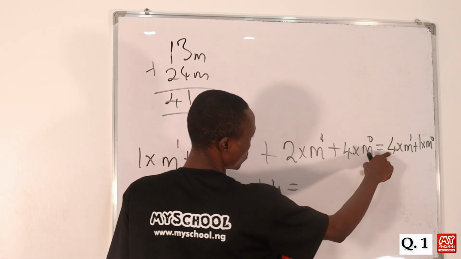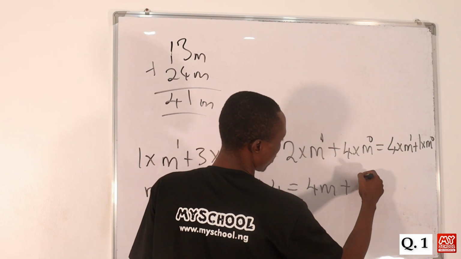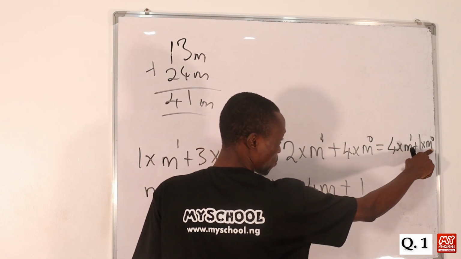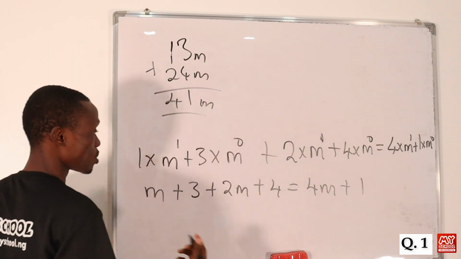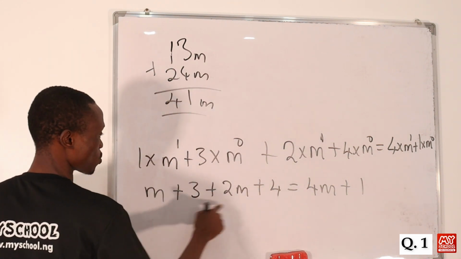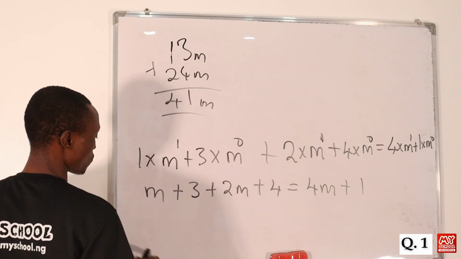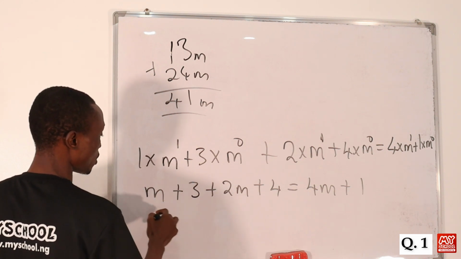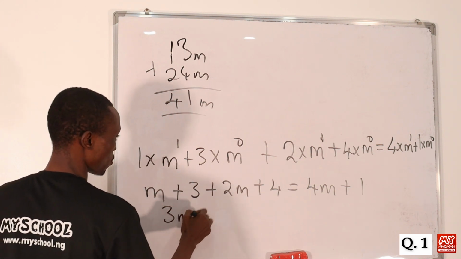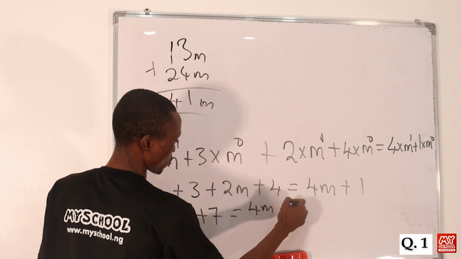And this will be equal to 4m, then plus 1, because any value raised to power 0 is 1. So 1 times 1 is 1. Here we just simplify. If we add these two together, that is 3 plus 4, that will be equal to 7. Then m plus 2m will be equal to 3m. So on the left hand side, we'll be having 3m plus 7 is equal to 4m plus 1.